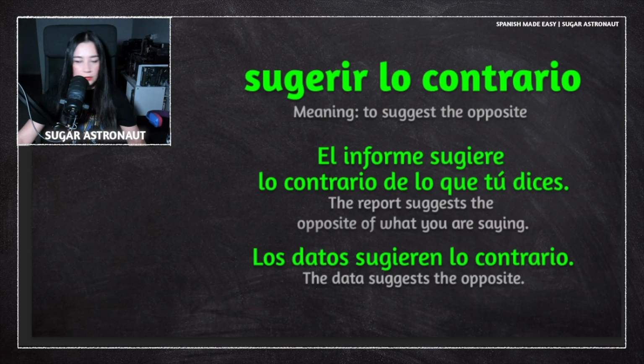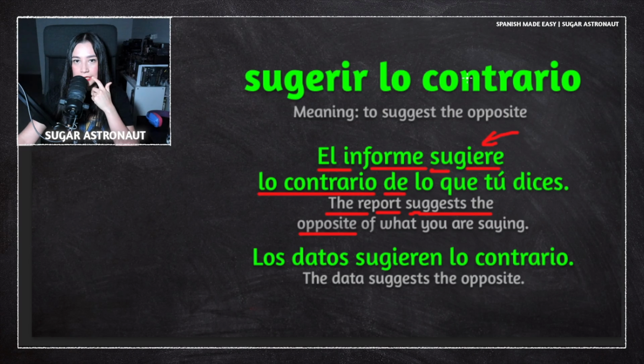Okay, so really quickly, I'll break this down for you. El informe means the report, and that's a singular noun. Sugiere lo contrario. We have a different conjugation here, and that means suggests the opposite. It's very common to say de after this phrase if you want to add more to the sentence, and that means of. Lo is a pronoun, but when you say lo que, that means what. That's a common thing. Lo que me gusta, what I like. Lo que quiero, what I want.